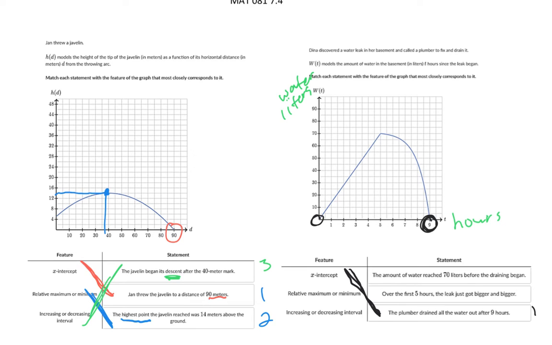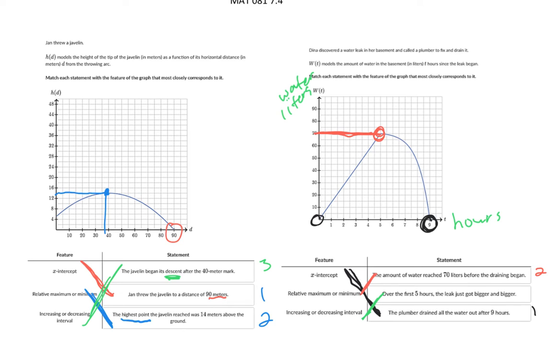The relative maximum or minimum, we're talking about the highest or largest something happened. So that high point is going to be right here. And we see that the largest amount of water we had was 70 liters before it started going down. So we are going to match up the relative maximum or minimum with that highest point. And that should leave the last ones to go together, increasing or decreasing.